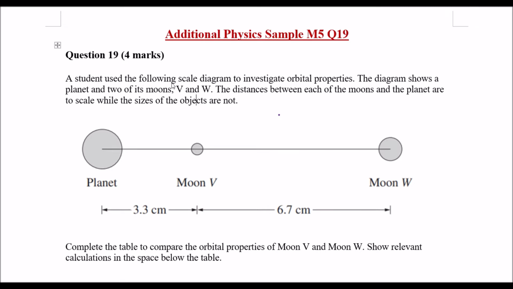A student used the following scale diagram to investigate the orbital properties. The diagram shows a planet and two of its moons, V and W. The distances between each of the moons and the planet are to scale, while the sizes of the objects are not. So here we go. You can see there's our planet there. We have moon V and we have moon W.